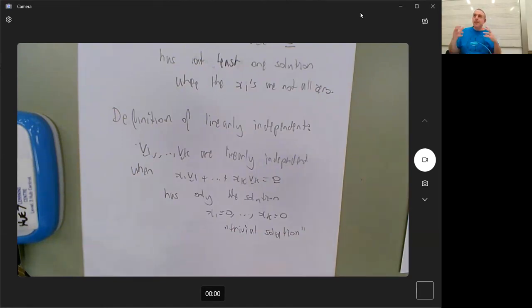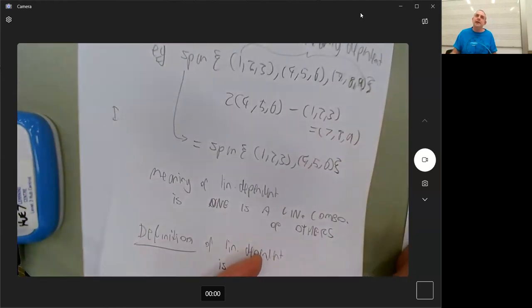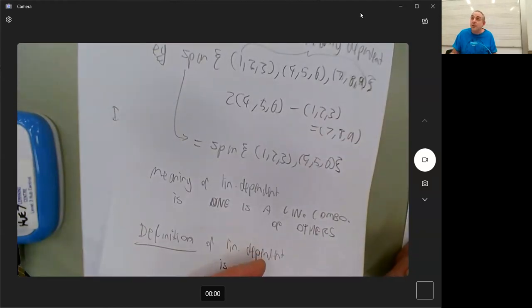So I'm going to say something. If someone says to you, are these vectors linearly independent? And you happen to notice that one of them is a combination of the others, you can just say this, therefore they're linearly dependent. That's perfectly acceptable as a reason why things are linearly dependent.